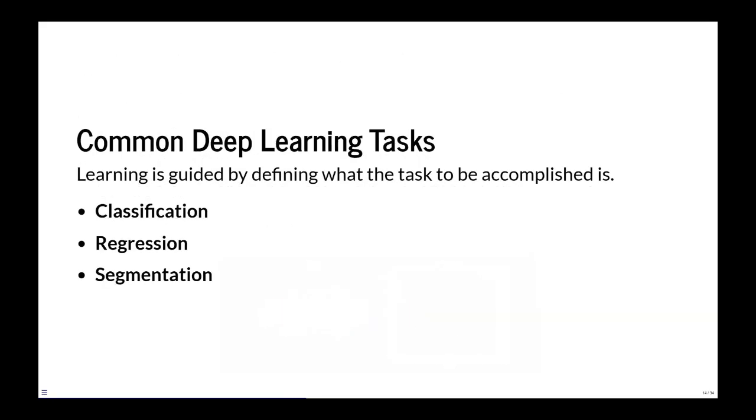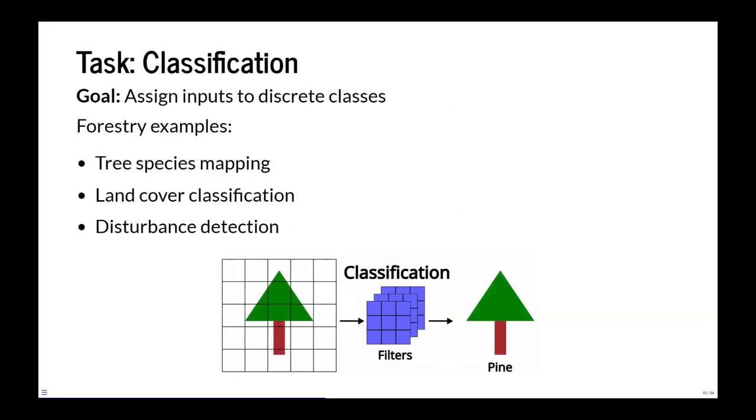So some common deep learning tasks that we have, especially within forestry related aspects, are classification, regression, and segmentation. So classification, these are things like tree species mapping, land cover classification, disturbance detection. So in this case, a very simple case on the bottom, we have an image of a tree. We apply some sort of convolution or some filters to that, and then we classify this as pine.